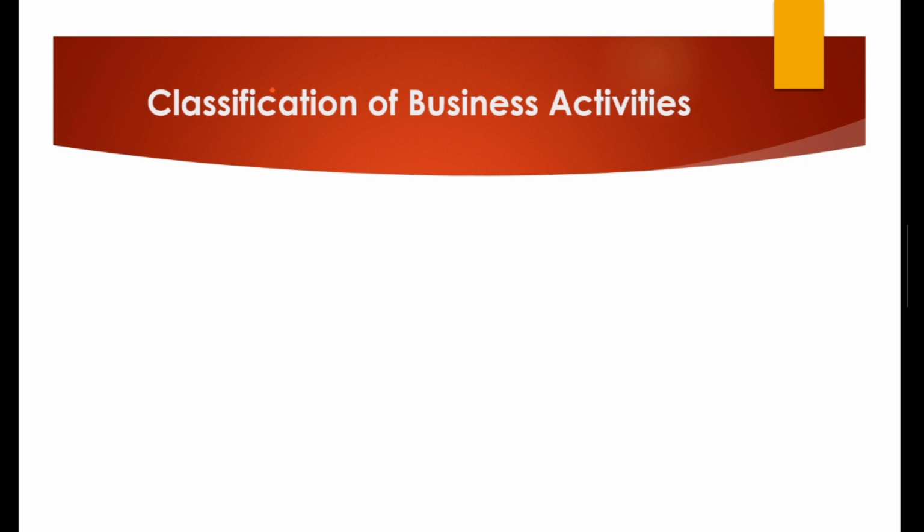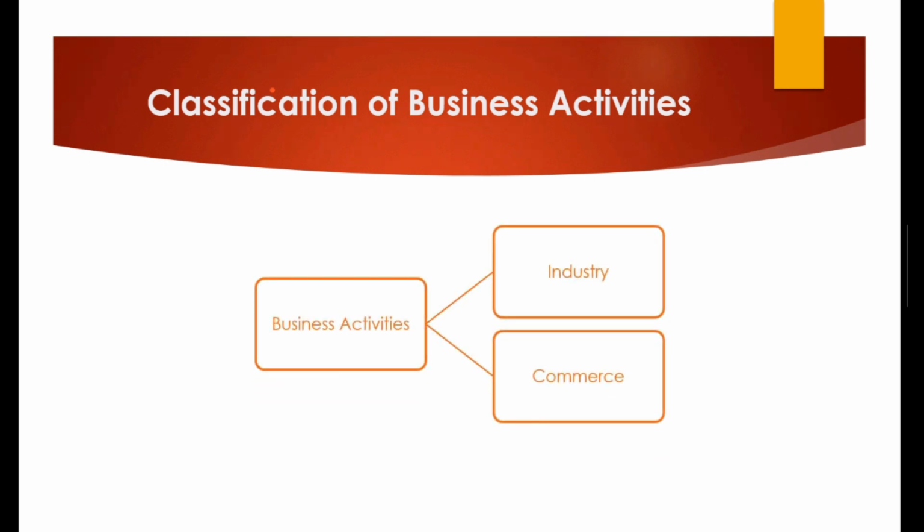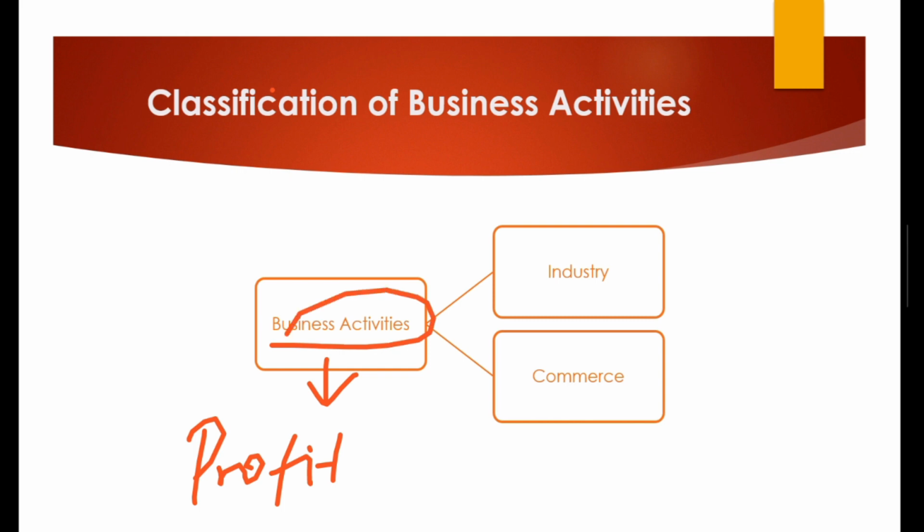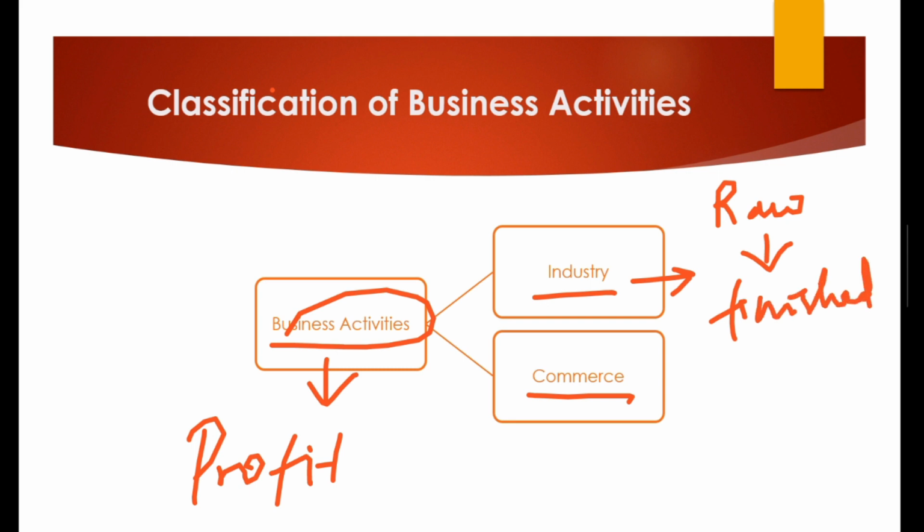Today we will be studying the classification of business activities. Now we know what business activities are. Activities performed to earn profits are known as business activities. There are two types of business activities, that is industry and commerce. In brief, industry is manufacturing or producing goods and converting raw materials into finished goods. Whereas commerce includes the activities that facilitate the exchange of goods and services from one place to another.